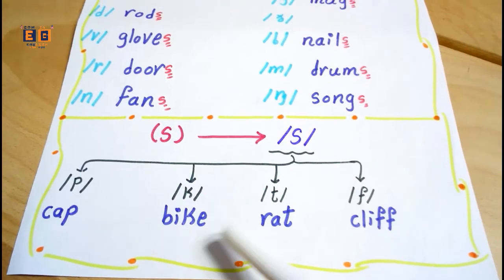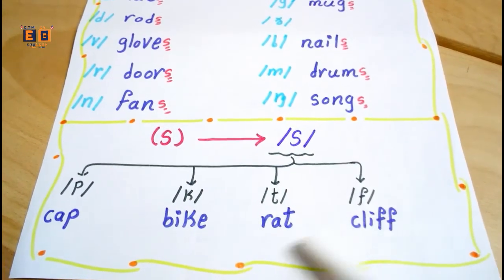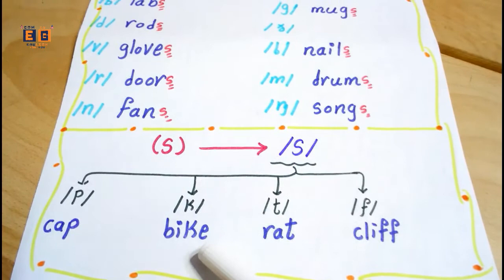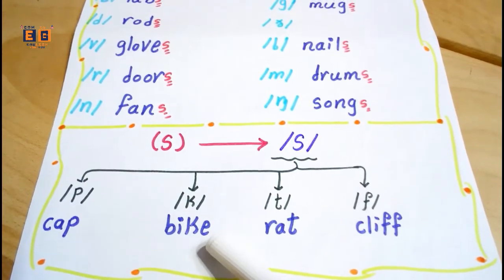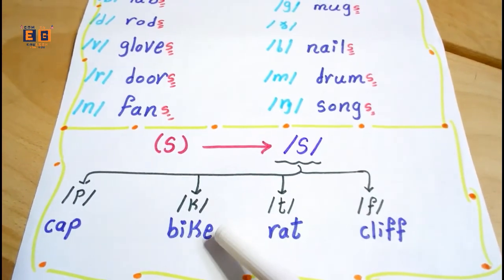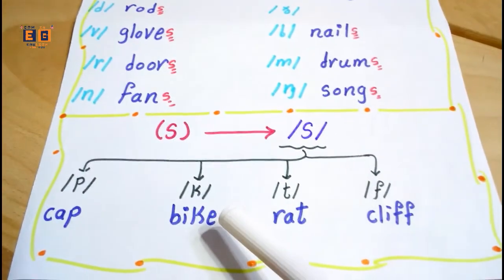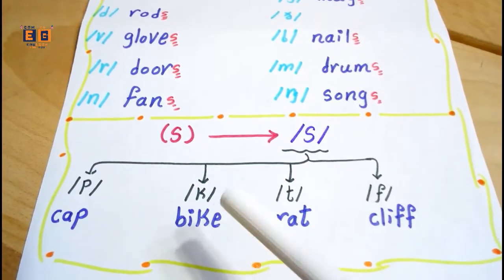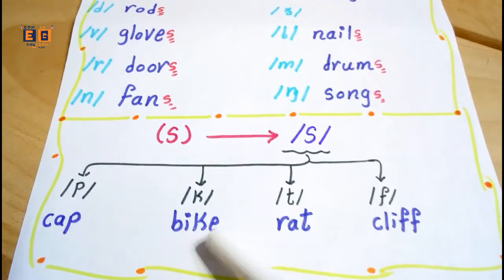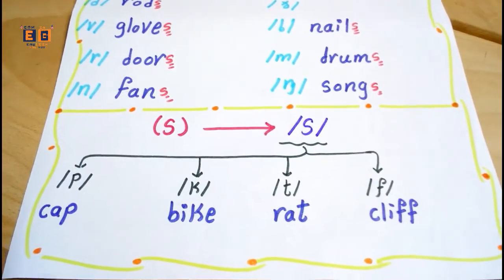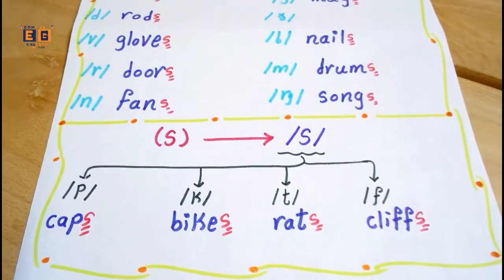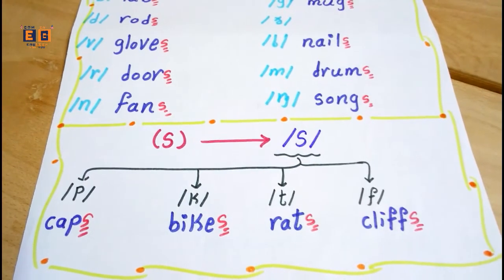Cab, bike, rat, cliff. If someone asks me, here the word bike ends with letter E, I say I don't talk about the letters, I'm talking about the sounds. The last sound in word bike is k sound. So it will be just like we see now.